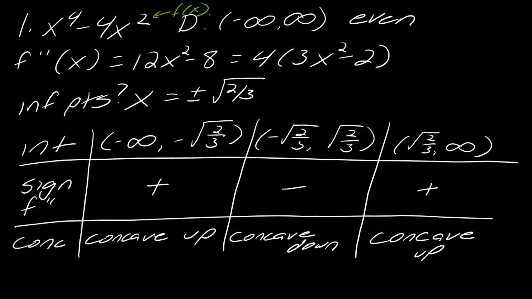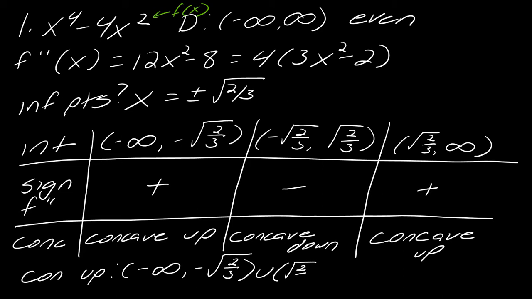Okay, so let's see. I'm going to write concave up. So you always want to state those intervals nice and clearly, even if you have them in a table. It's always good to get in the habit of summarizing what you did. I'll just write concave down, okay? So this is negative square root of 2/3 and then the square root of 2/3, so I don't forget.